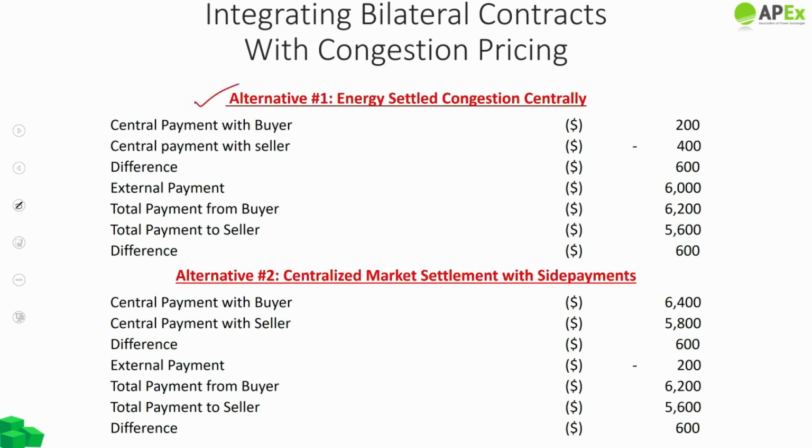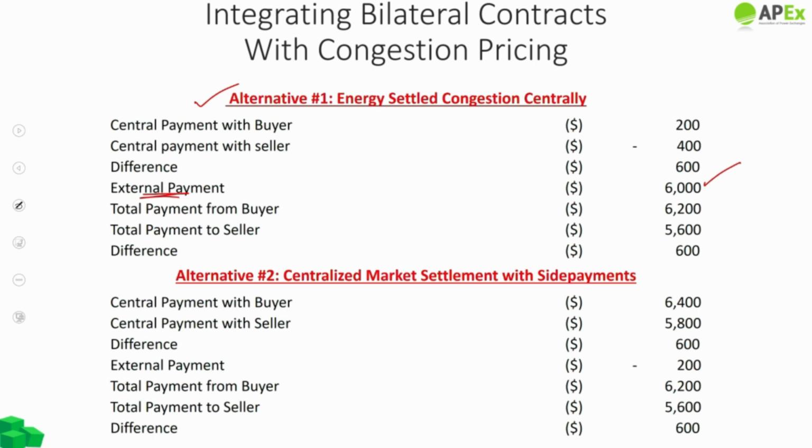The first alternative is to leave financial settlement for the sale of energy to the two parties to the contract. However, the system operator still collects the congestion charge. The load serving entity directly pays to the generator the $6,000 for energy agreed under the contract. This is the line in the table labeled external payment, since it is external to the centralized market.